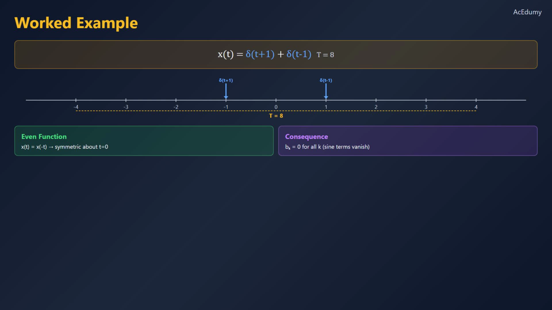Consider a signal whose one period consists of two impulses, delta of t plus 1 plus delta of t minus 1, with fundamental period T equals 8. This periodic signal has impulses at t equals plus and minus 1, repeating every 8 seconds. Since the signal is symmetric about t equals 0, it is an even function. Let's compute its Fourier coefficients.